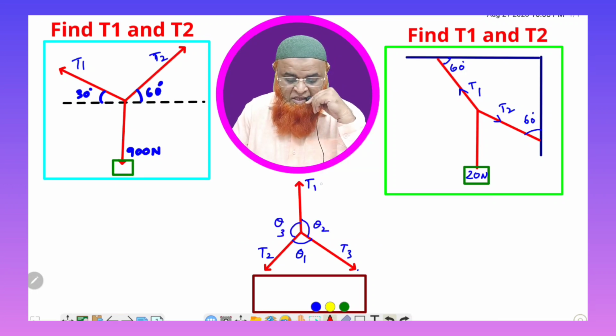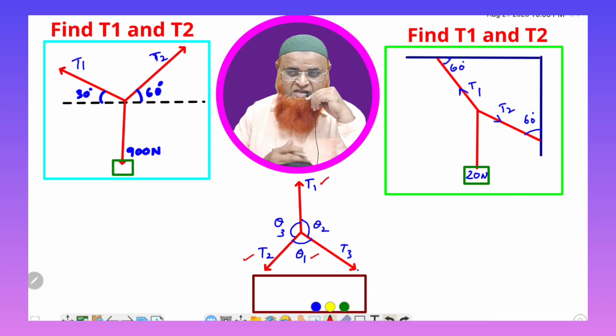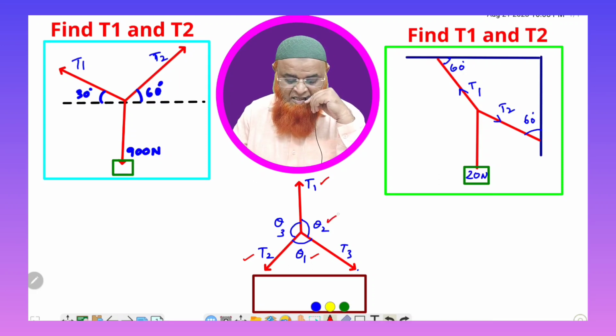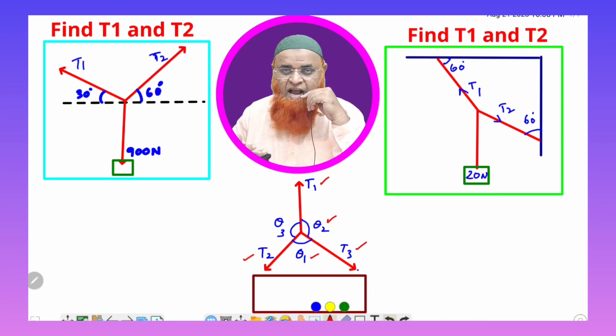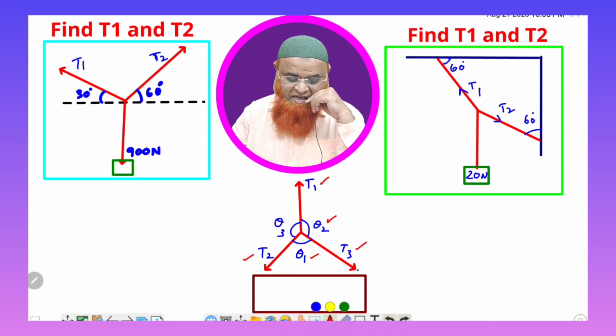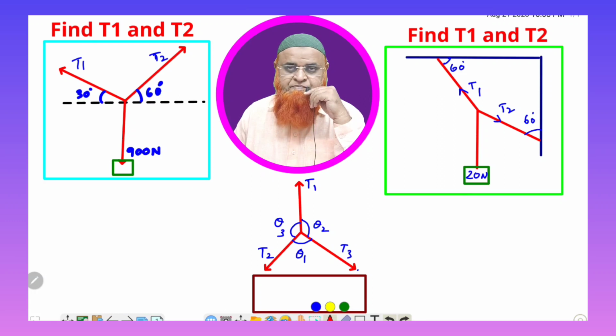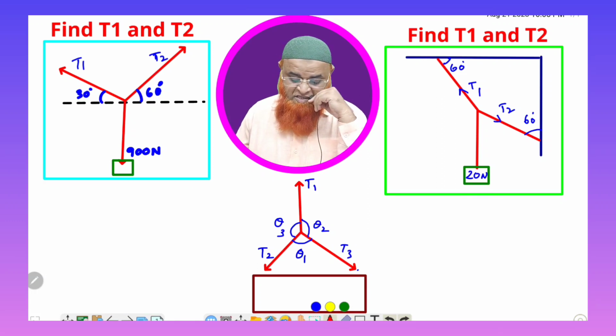You all know, if tension T1 is acting upwards and theta 1 is acting opposite to T1, and tension T2 is acting in this direction and opposite to that theta 2 is acting, tension T3 is acting in this direction and theta 3 is in the opposite direction, then how can you apply Lamy's theorem here? What does Lamy's theorem say? Let us discuss that.